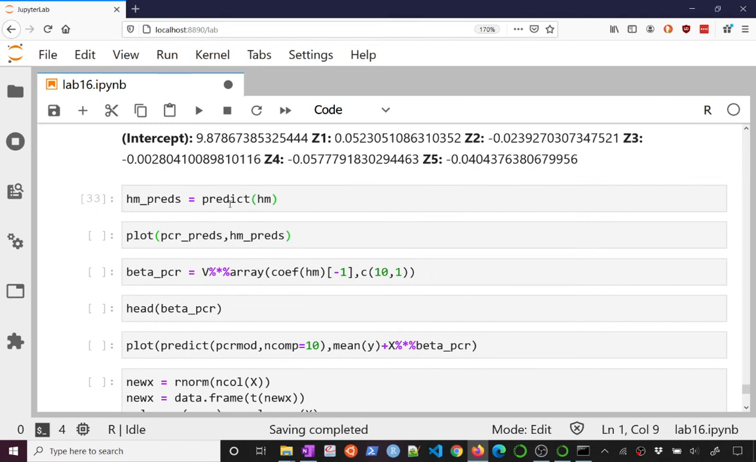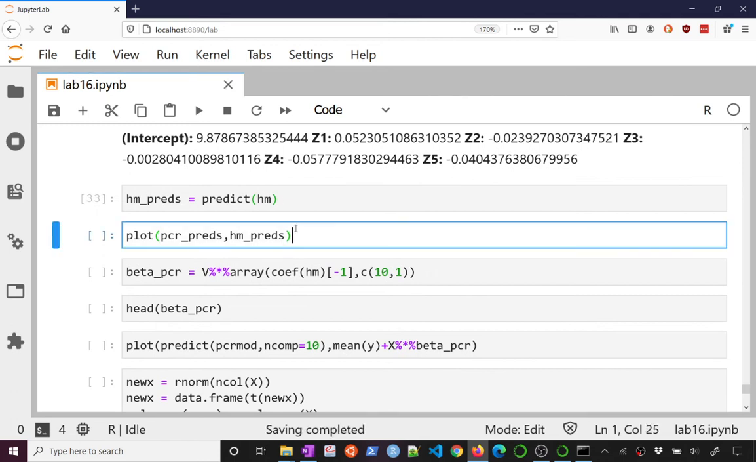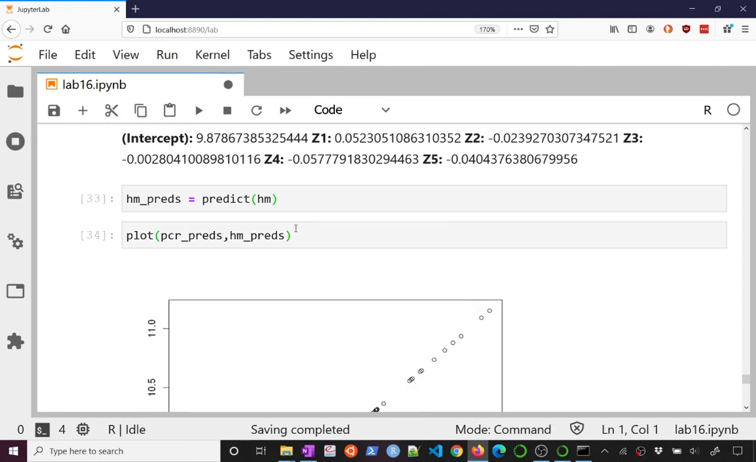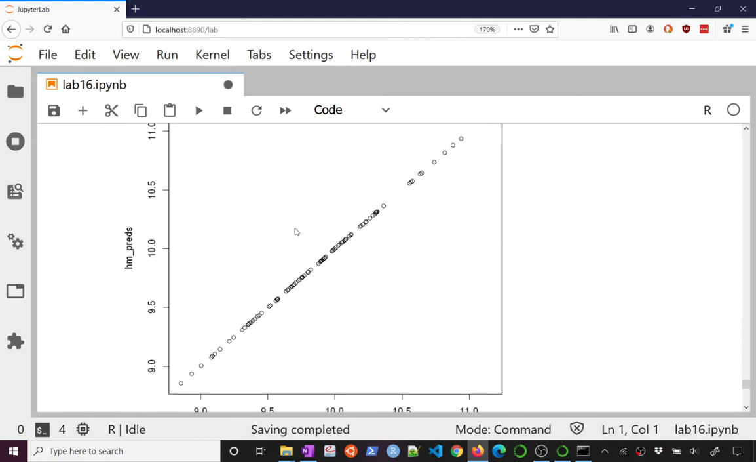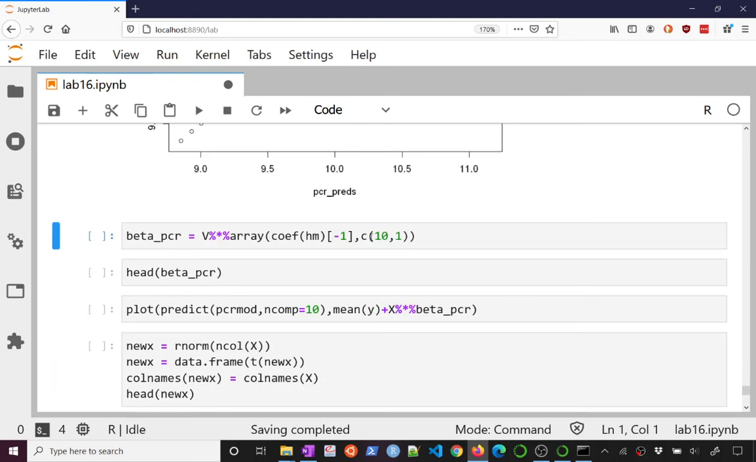That is exactly what PCR is doing. So that PCR function seems like it's doing something fancy, but this is literally probably all it's doing behind the scenes. And lo and behold, they are exactly the same. They fall exactly on the 45-degree line here. These are exactly the same predictions.